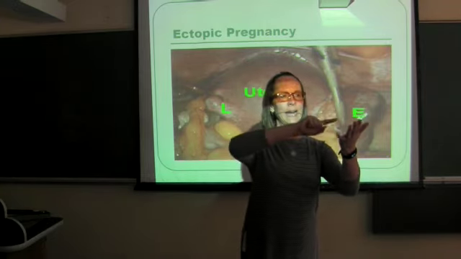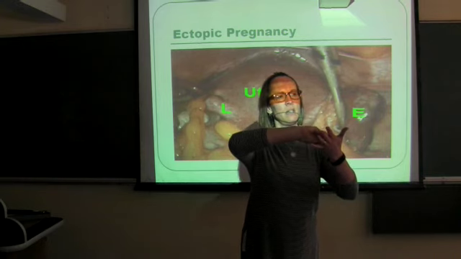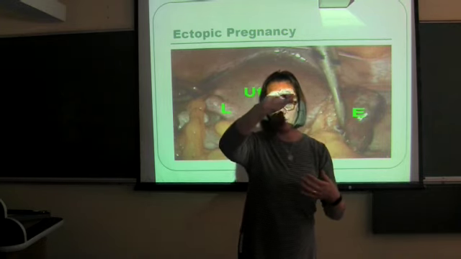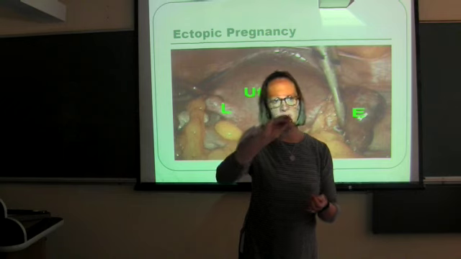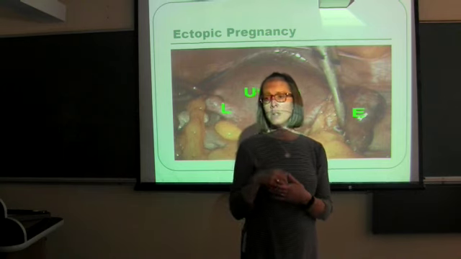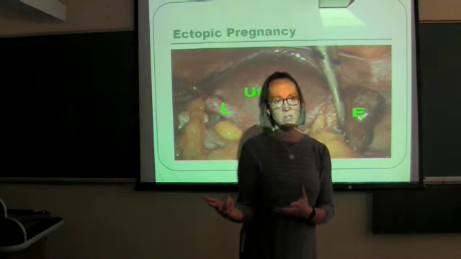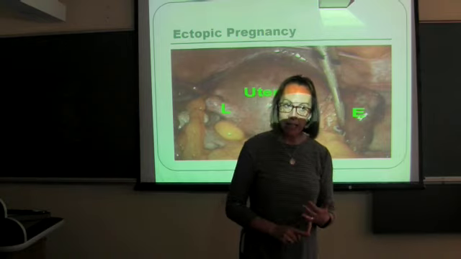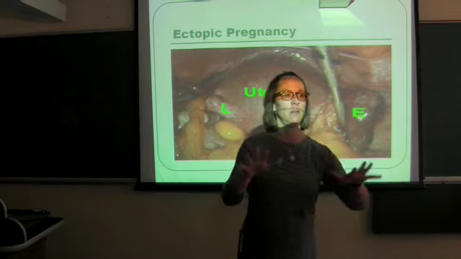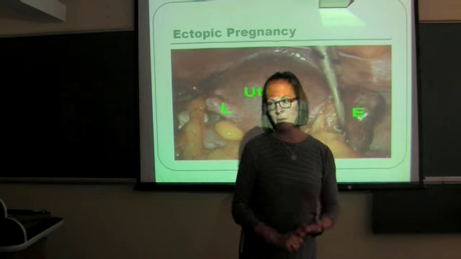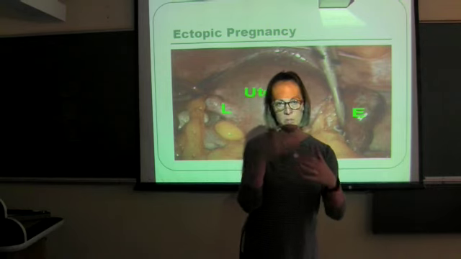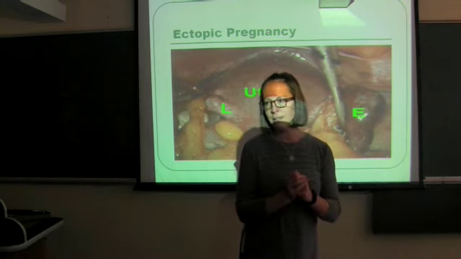Okay, so what can happen is it can embed in the fallopian tube. It's very, very bad. If you know a pregnant female who is starting to have vaginal bleeding, that's a sign, and or extreme abdominal pain, especially early in the pregnancy, they need to be checked.